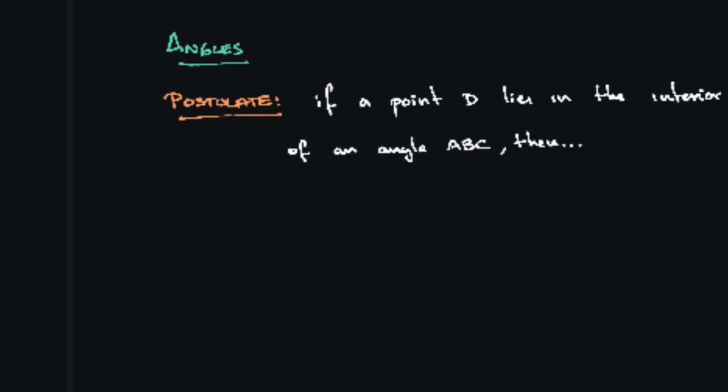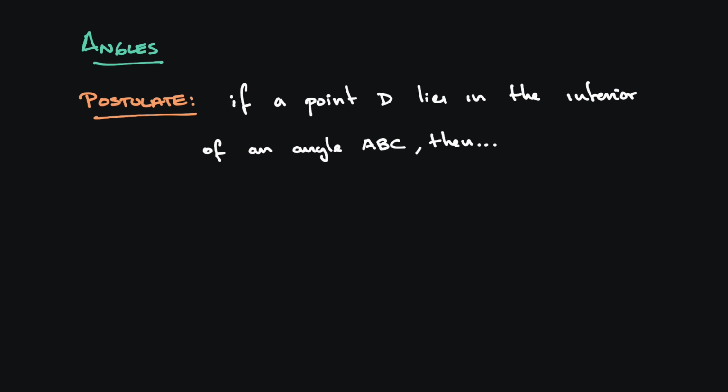We have another postulate, and this is really important. It says that if a point D lies in the interior of an angle ABC, so let's suppose that we have this angle, this is A, this is B, this is C, and maybe we have point D around here, and I draw a ray here, now I have two angles being formed.